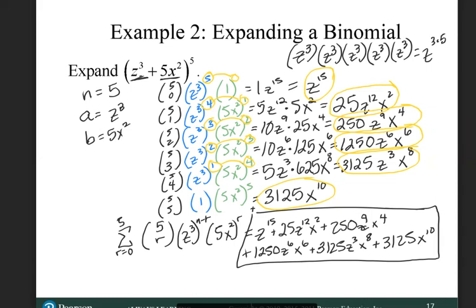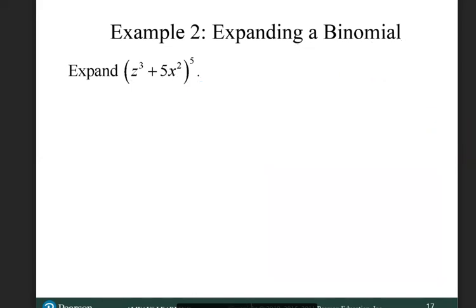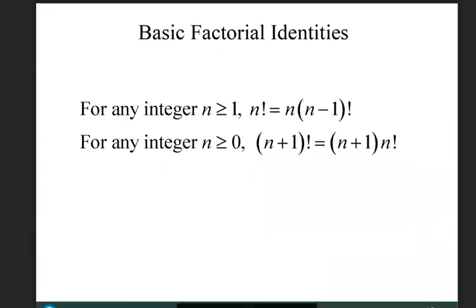Okay, that's the last practice problem we have. The last slide that we have is just factorial identities. This is the first time we're really using factorials a lot. So factorials, I can always rewrite n factorial as n times n minus 1 factorial, right? Because n minus 1 will keep going down all the way to 1.